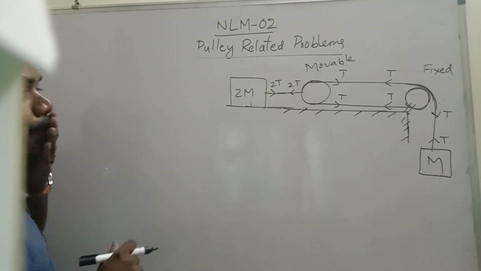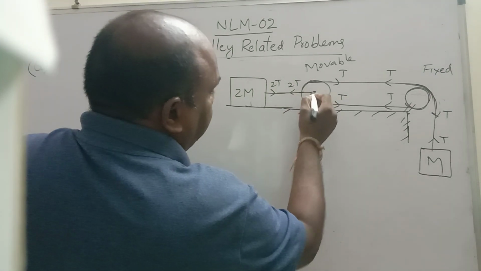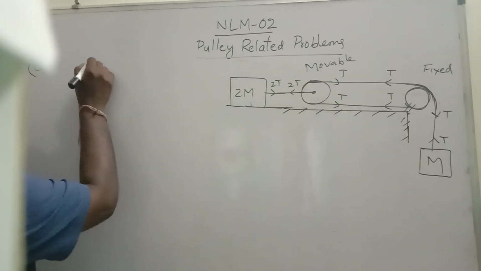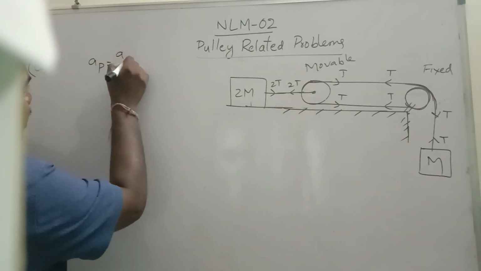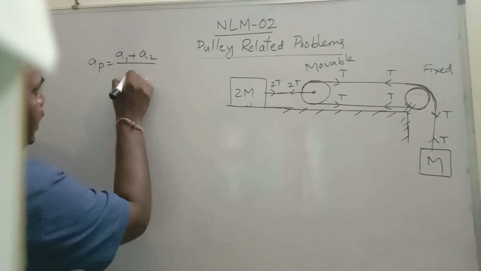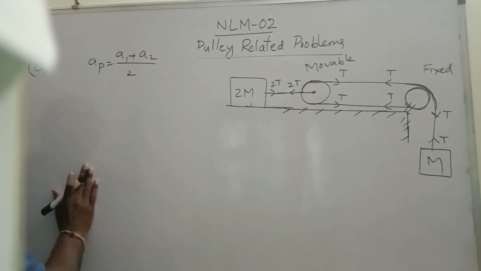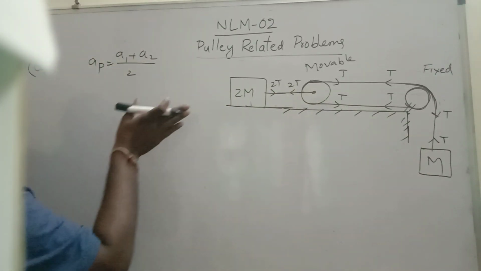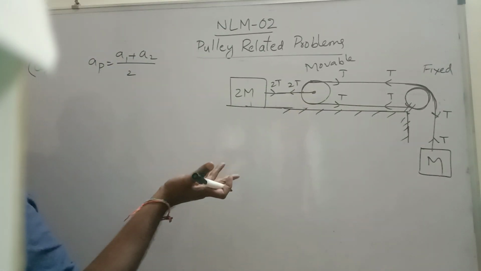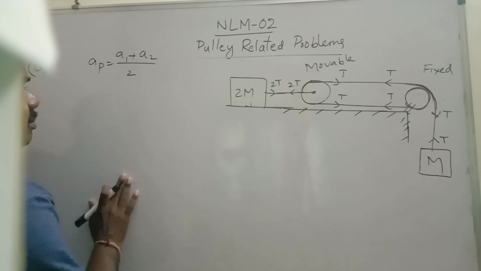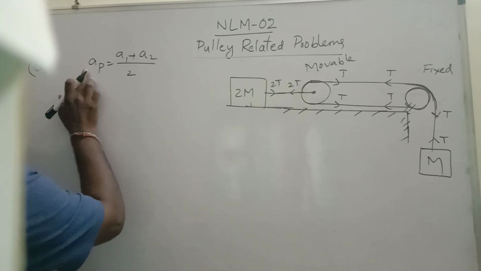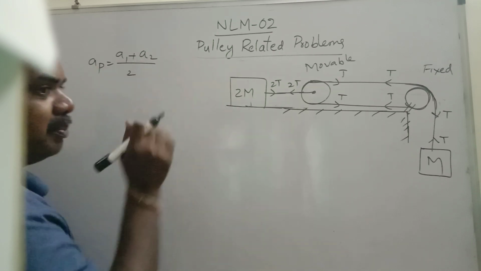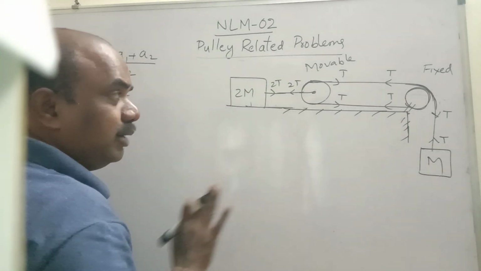Any doubt, children? This is what a movable pulley is. What is the acceleration of a movable pulley? Acceleration is equal to (a1 plus a2) by 2. This is the formula. The pulley is accelerating downwards, so all are downwards. You take negative or positive, no issue. Minus will be cancelled. If you take minus common and cancel, all will be positive only.